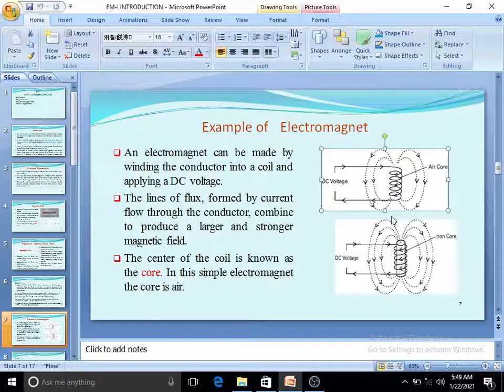Clear? In the first one, the core is air. In the second one, the core is iron, right?